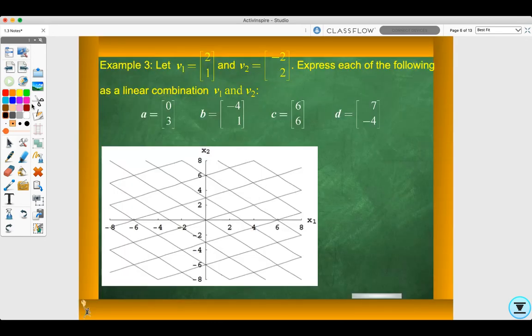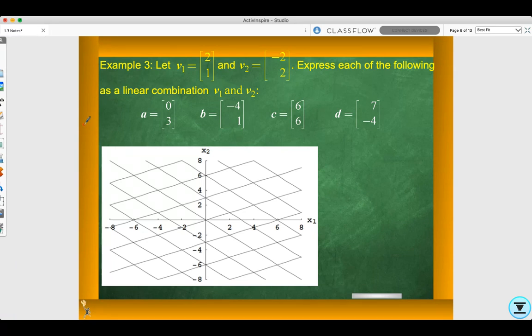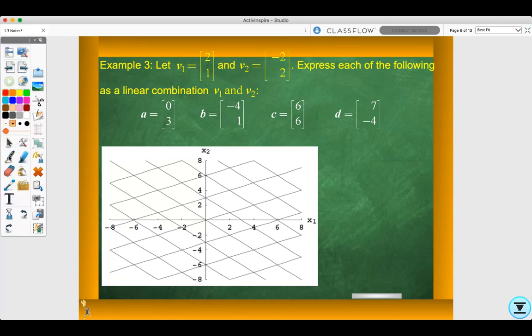Let's look at example 3. Let v1 be 2, 1, v2 be negative 2, 2. Express each of the following as a linear combination of v1 and v2. So I want you to express each of them and also graph them graphically.